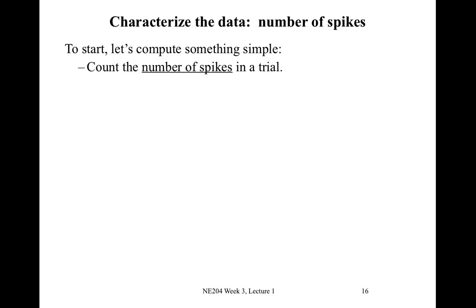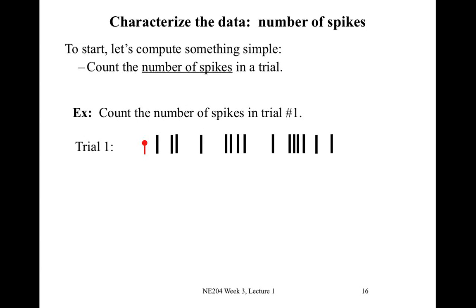Okay, so to start, let's compute something very simple. Let's just count the number of spikes in a trial. For example, we can count the number of spikes that occur in trial 1. So here's trial 1. We have our stimulus delivered at the beginning of the trial, shown here in red, and then we have a certain number of spikes that appear over time. In this case, we can count up those spikes, and I get 15. 15 spikes occur in the first trial. And we're going to represent that with a symbol. N sub 1 will be set equal to 15, where the notation N we can think of as representing the number of spikes, and this is occurring in trial 1, so that subscript indicates trial 1.